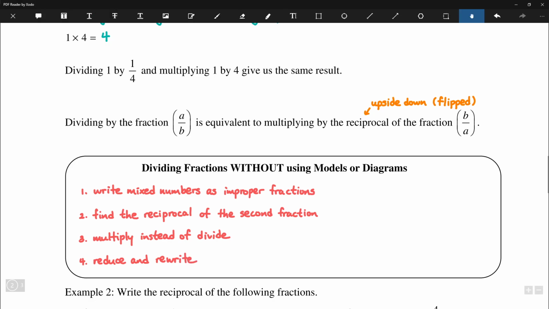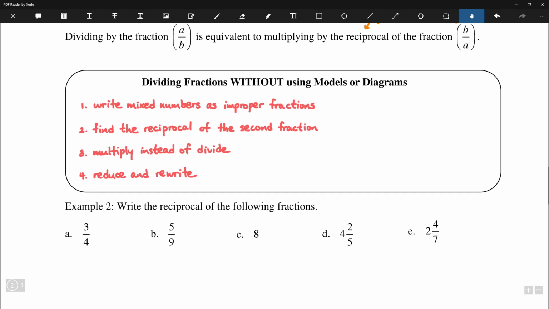Okay, so let's look at, first of all, reciprocals. An example here: the reciprocal of 3/4 is 4/3. The reciprocal of 5 over 9 is 9 over 5. Now, if we have a whole number, such as 8, notice that this is equal to 8 over 1, so its reciprocal will be 1 over 8. It's very important.